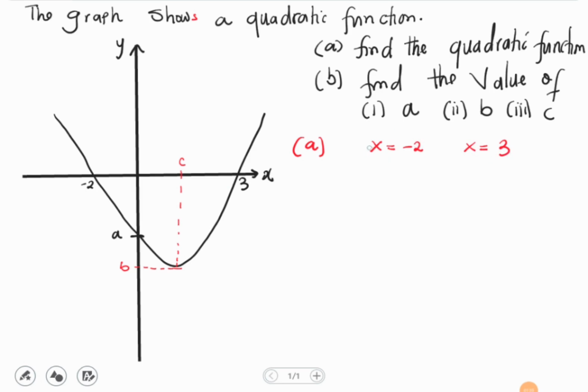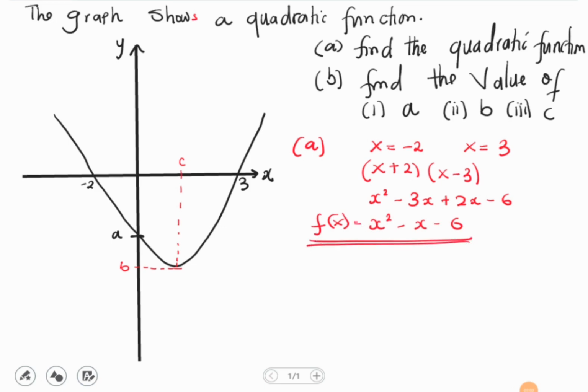We just have to take this one to the other side and this one to the other side, so that we have x plus 2 in brackets and x minus 3 in brackets, equal to 0. If you want, we can just leave it like that. Now we multiply. What is x times x? You get x squared, minus 3x plus 2x minus 6. So what do you get? We have x squared, minus x, minus 6. So this is your quadratic function.